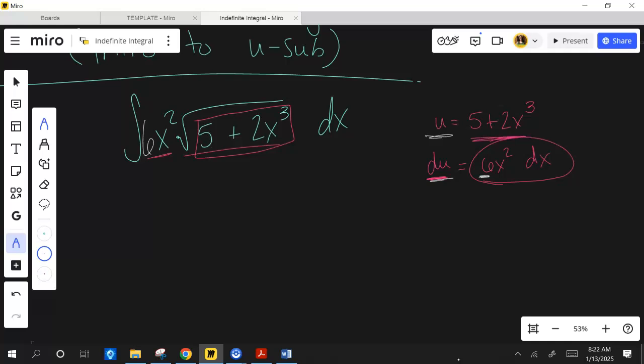I'm going to counter this 6. What could I multiply 6 by to cancel it out? 1 over 6. So I'm going to counter it with a 1 over 6 out here.